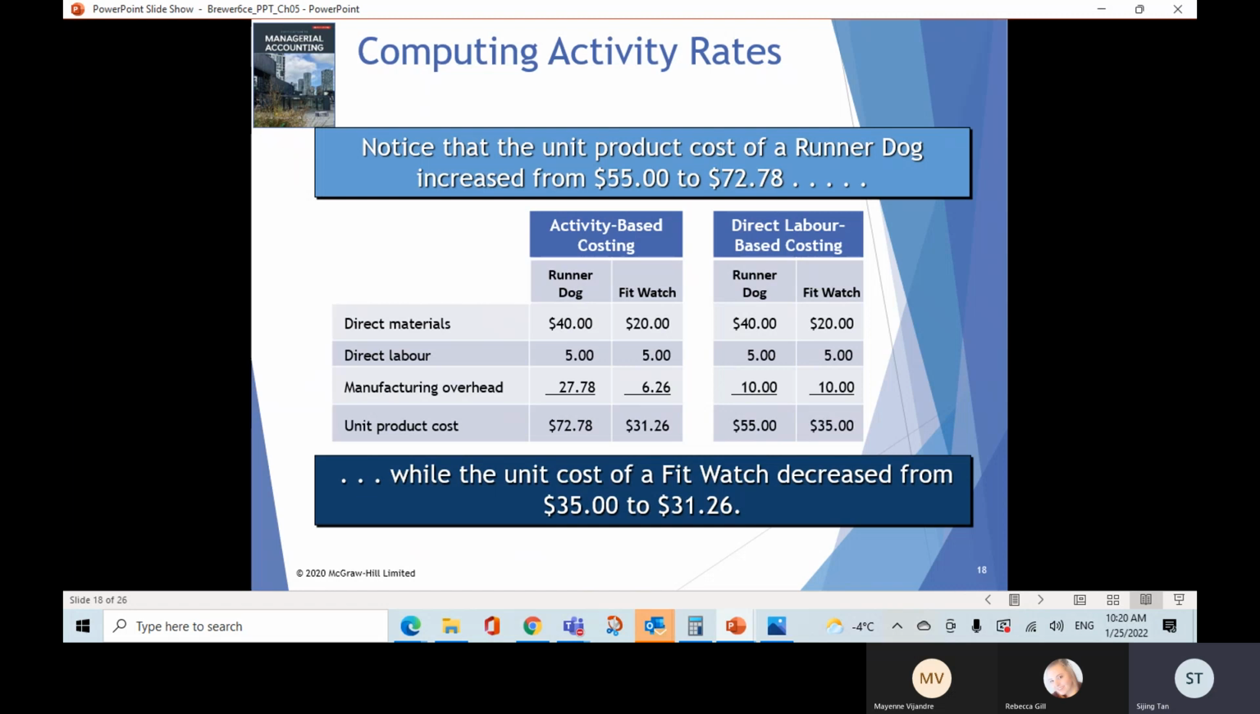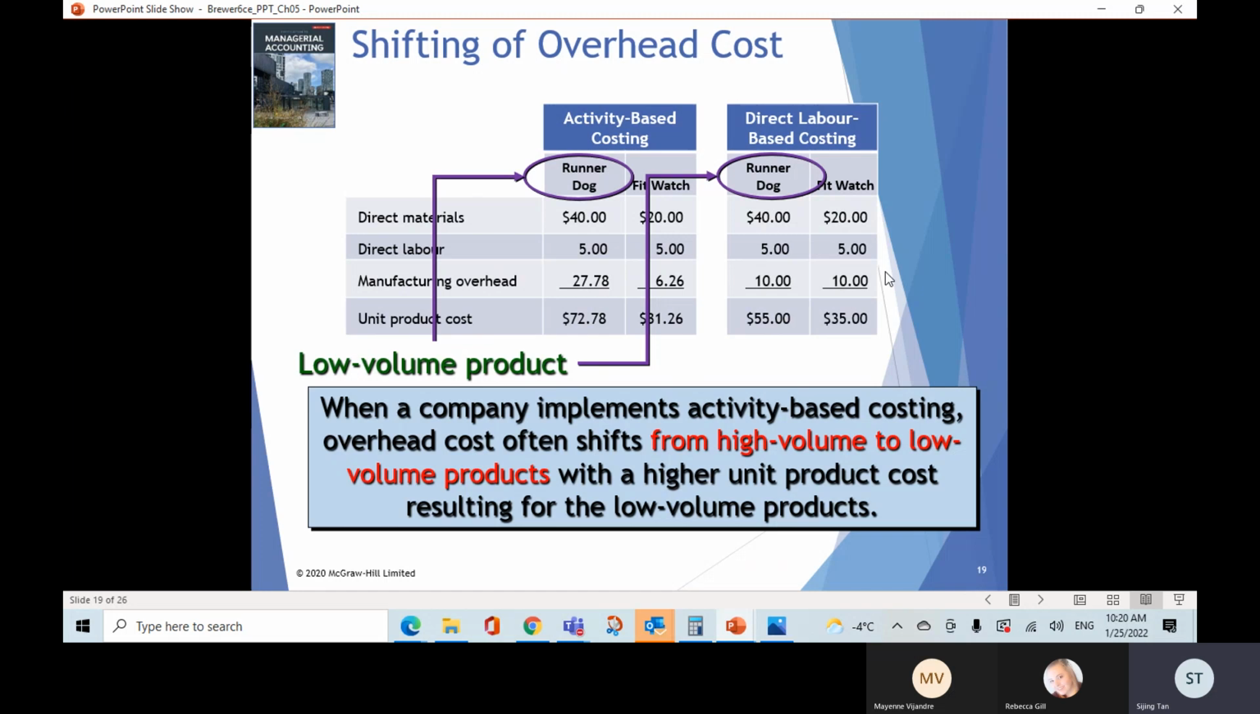The ABC system assigned $3.75 less in overhead to feed watch than the traditional system. We use $10 minus $6.26. The ABC system assigned $17.78, the difference between $27.78 and $10, more in overhead to each run a dog than the traditional system. So 27.78 minus 10. Then we see that activity-based costing shifts the costs from the high volume products to low volume products.